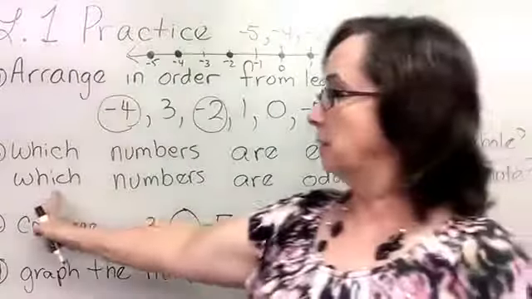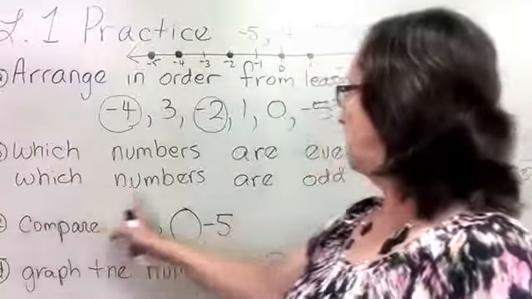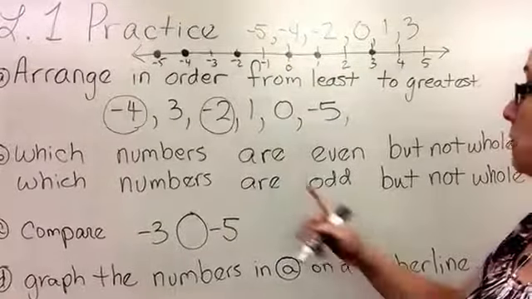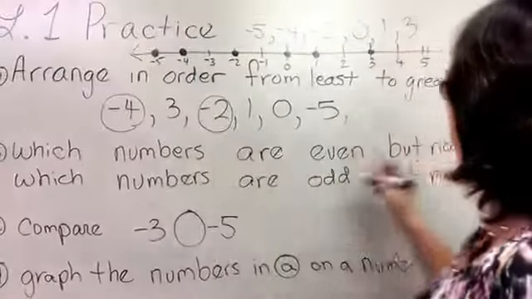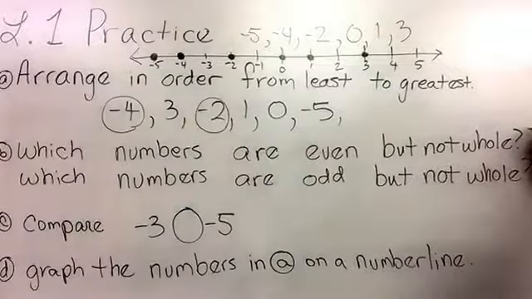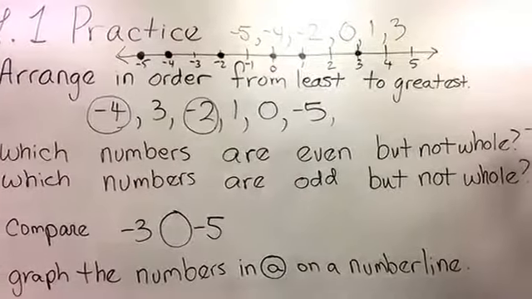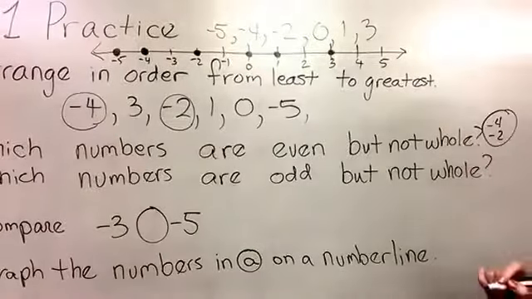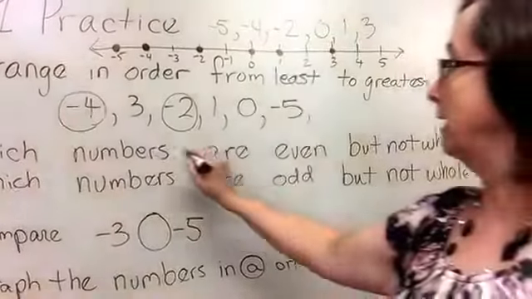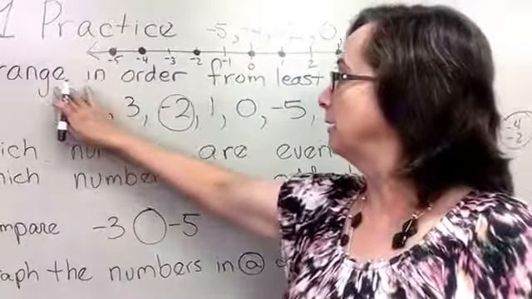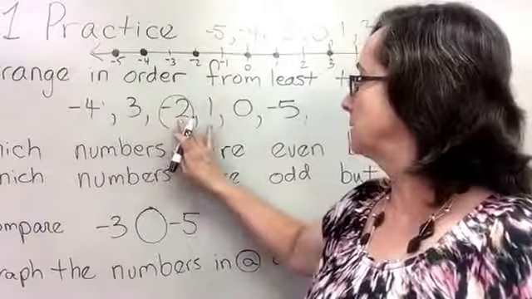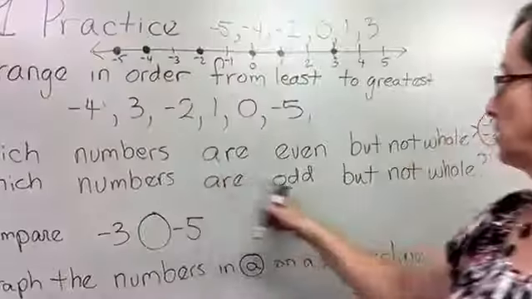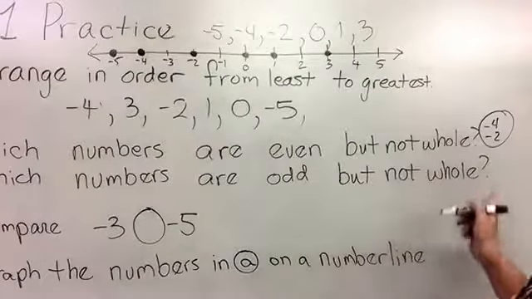So now let's look at the second part of problem B. Which numbers are odd but not whole, okay? Since we're about to erase these, we'll put down here that -4 and -2 were the answers to this question. Can you see those over there? Now I'm going back over here and I'm going to erase that one because that was even, and this one because this one is even. And now we're working on the question which says which numbers are odd but not whole.